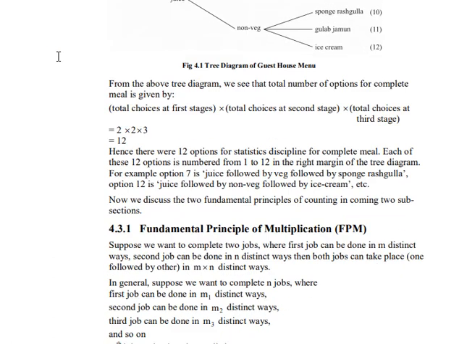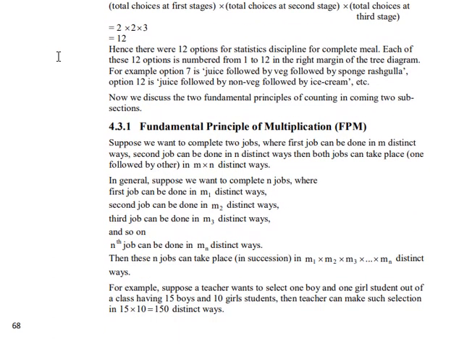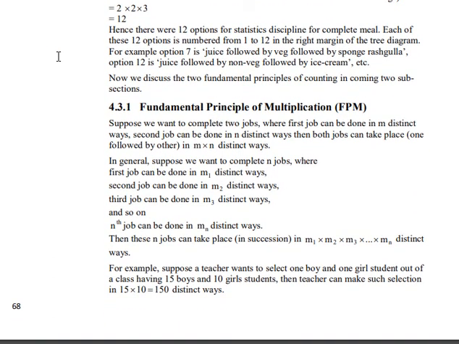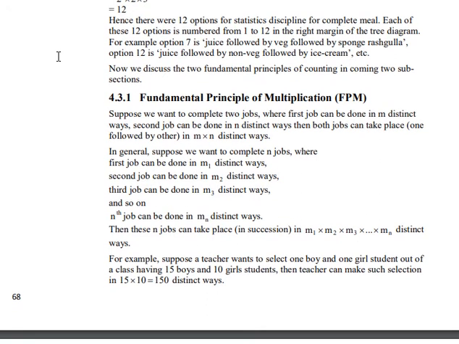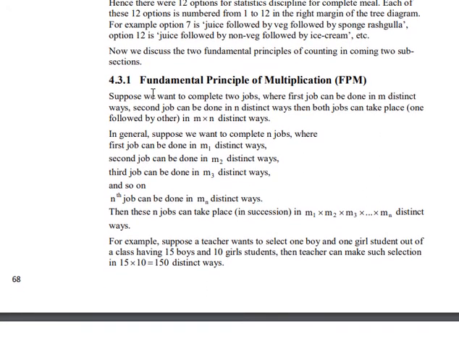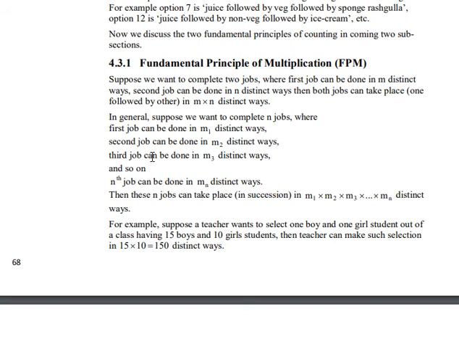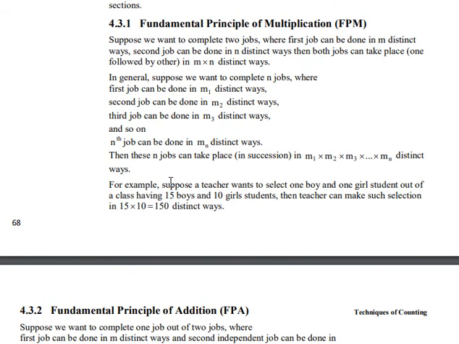So for example, the fundamental principle of multiplication: if there are two jobs that need to be done simultaneously, and there are m ways to do the first job, then there are n distinct ways to do the other job. Both of them have to be done simultaneously. So the fundamental principle of multiplication states that the total number of ways to get the job done is m into n. So for example, suppose a teacher wants to select one boy and one girl.